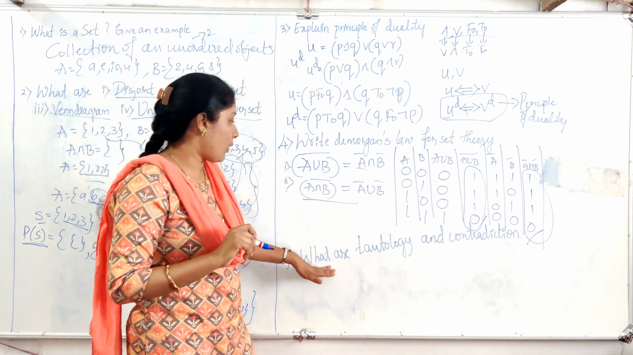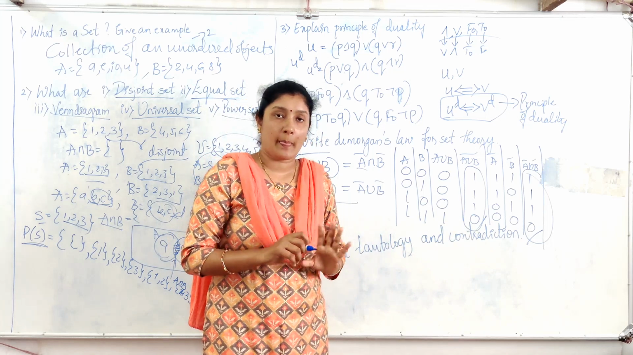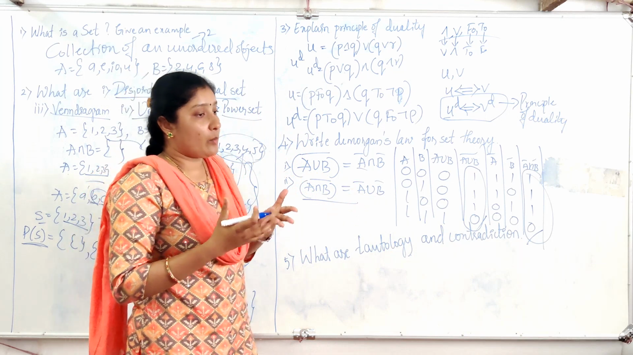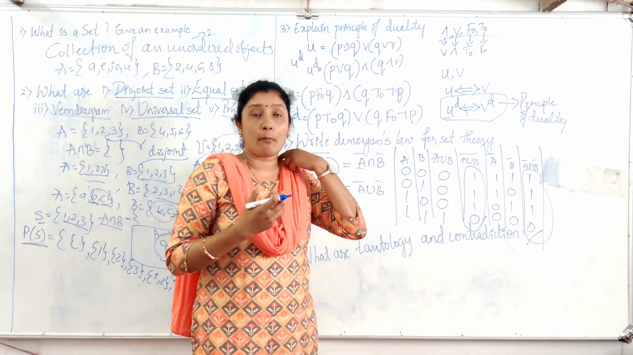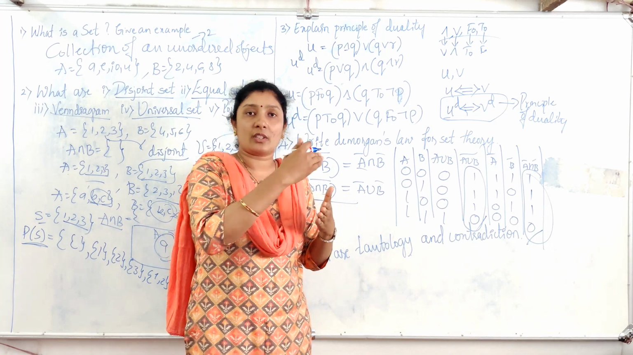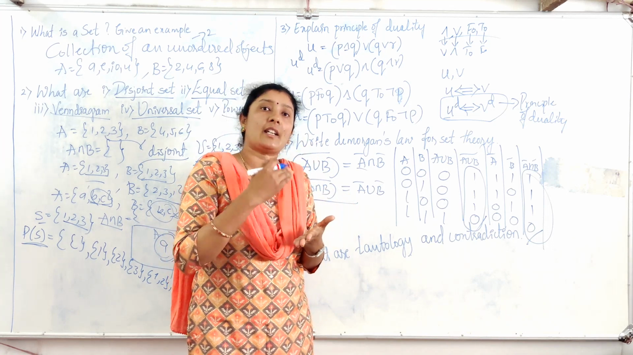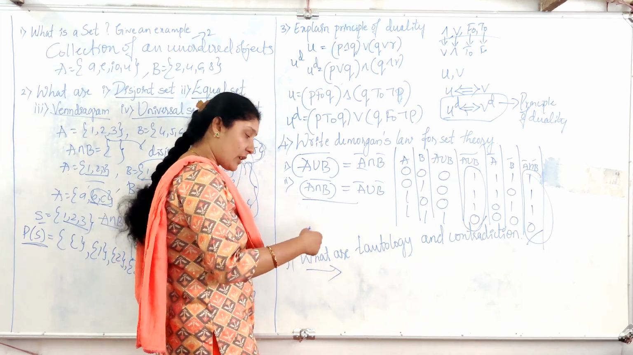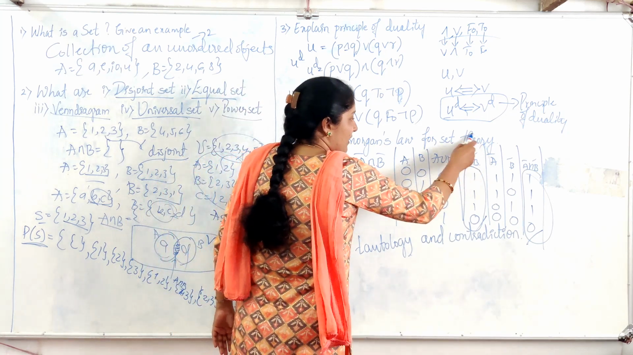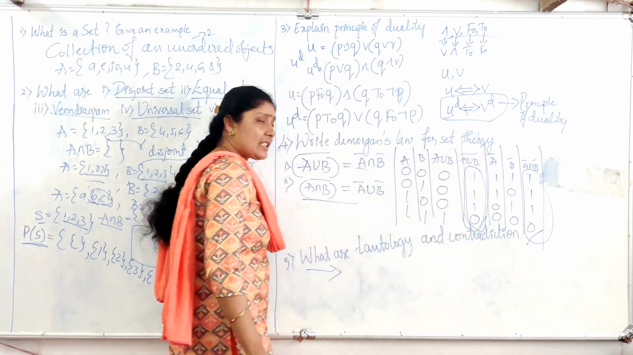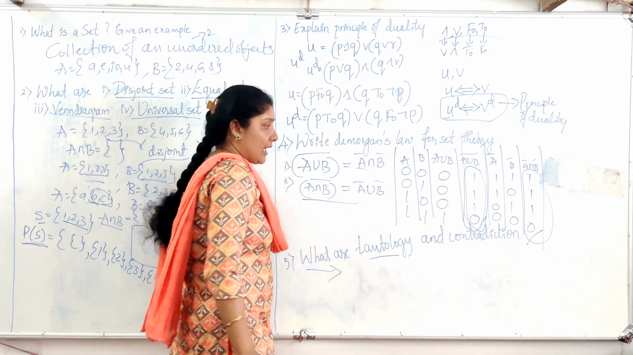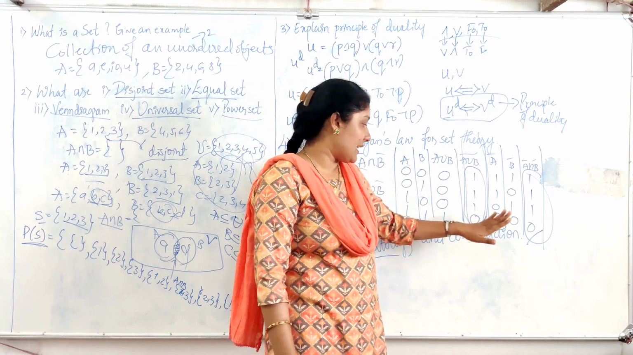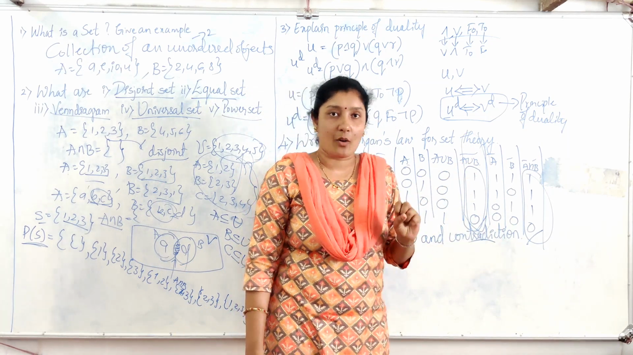Now, next question. What are tautology and contradiction? So as we discussed earlier, tautology means what? When we have a compound proposition, if all the truth values are 1, then it is called a tautology. Means whatever the expression given, when we solve it, if the final result is 1, then it is called a tautology. Contradiction means for a given compound proposition, if all the truth values are zeros, then it is called a contradiction.